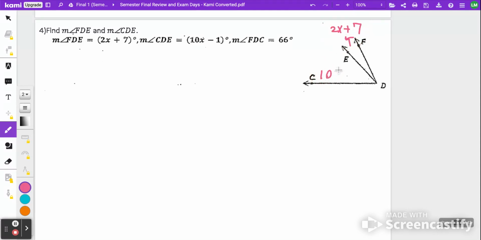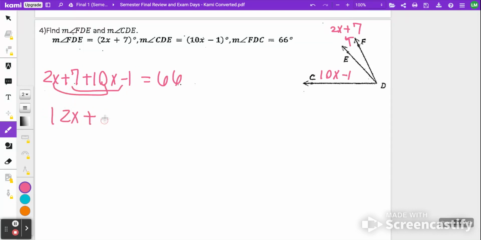CDE is equal to 10x minus 1, and the whole thing, FDC, is equal to 66. So let's go and write our equation: 2x plus 7 plus 10x minus 1 equals 66. Combine like terms. I get 12x plus 6 is equal to 66.